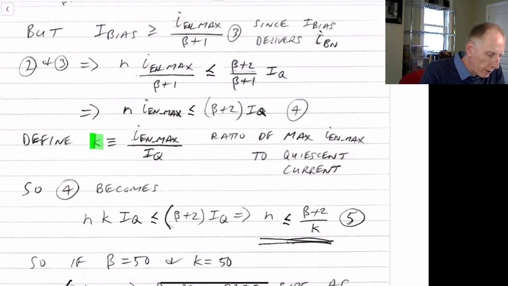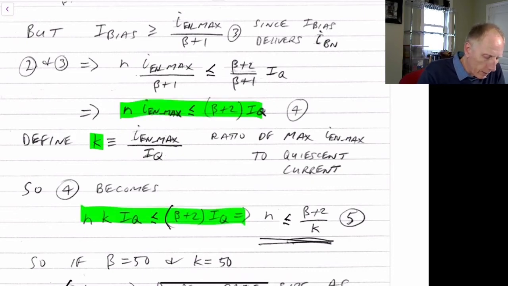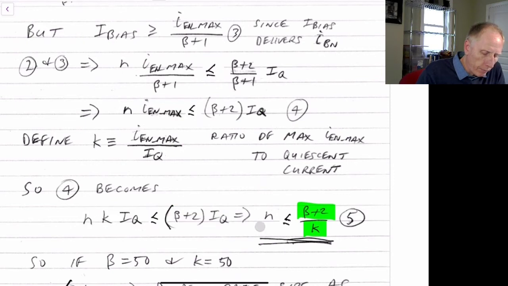So with this new definition of K, we can take this equation here and rewrite it as this one here. Dividing through by I sub Q, we see that N must be always less than or equal to beta plus 2 divided by K. So what we now have is an equation that relates N, which is the ratio of the area of the diodes to the area of the transistors, to the beta of the transistors and the ratio of our maximum current to the quiescent current.